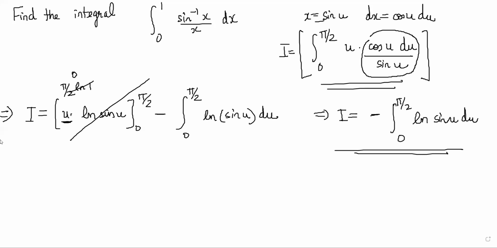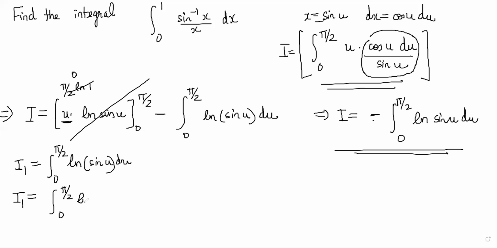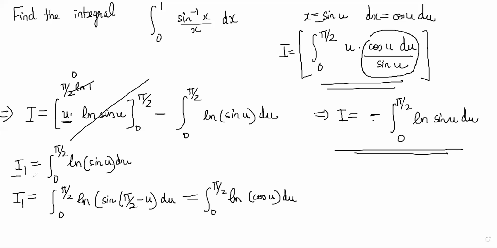So we have to find this integral actually now, right? So how do we find this integral? Let's work on it. Let's call this part, without the negative sign, I1, as integral 0 to pi by 2 ln sine u du. Now clearly we can apply the property that I1 is equal to integral 0 to pi by 2 ln sine of (pi by 2 plus 0 minus u), pi by 2 minus u, du. So this is equal to integral 0 to pi by 2 ln cos u, right? So the ln sine u integral is the same as the ln cos u integral.